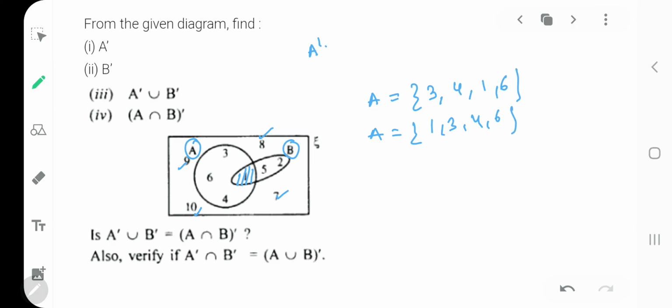Okay. Once you got that, you have to find A complement. That means apart from these numbers, remove them from the entire universal set, and whatever remains will come in A complement. That is, can I take 2, 5, then you have 2, 5, 7, 8, 9, 10. So that will be your A complement. Clear? Similarly, you have to get your B and B complement.